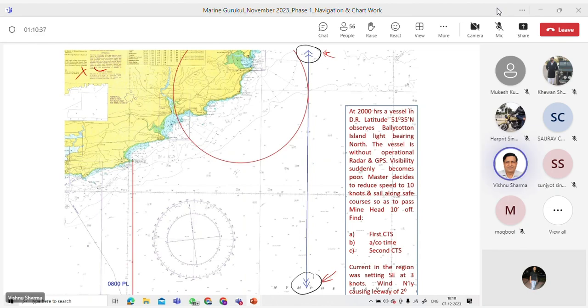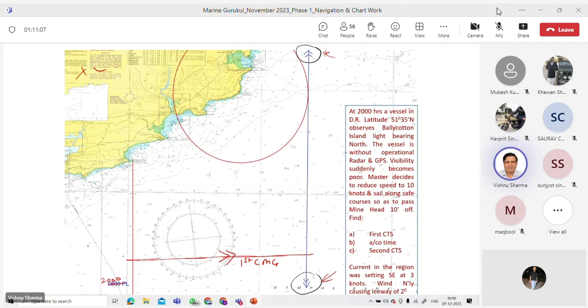So what did we do, beta? This was the DR, where the DR line cut the first PL at 2000 hours. We drew this perpendicular distance, and we said this is the first CMG, but this will be called the first CMG only if it is safe. And why have we taken the perpendicular? I've already told you, that is the shortest distance between two parallel lines.